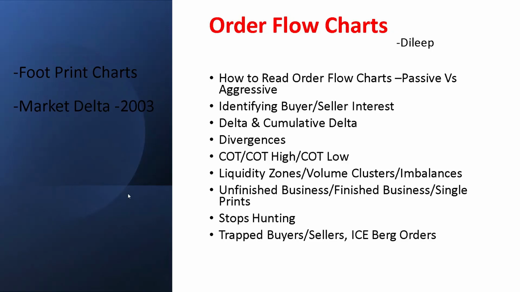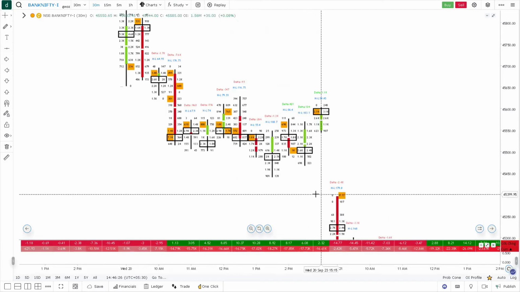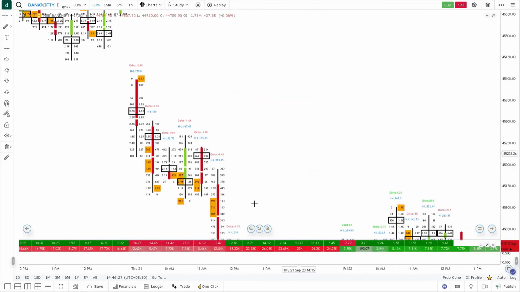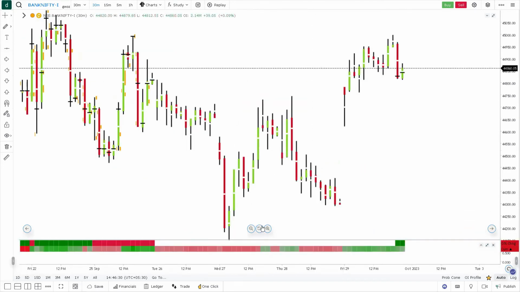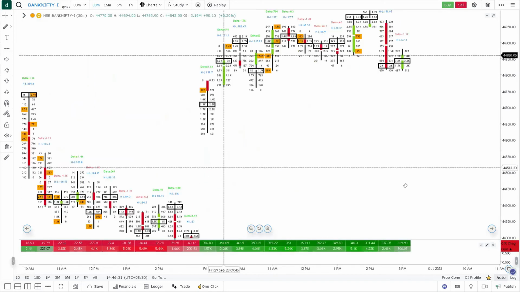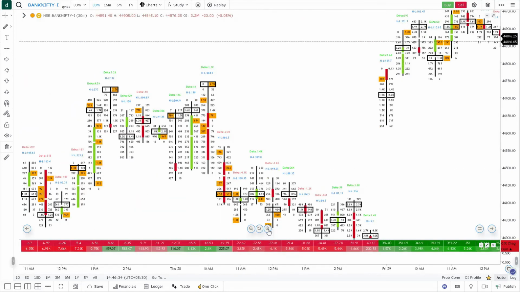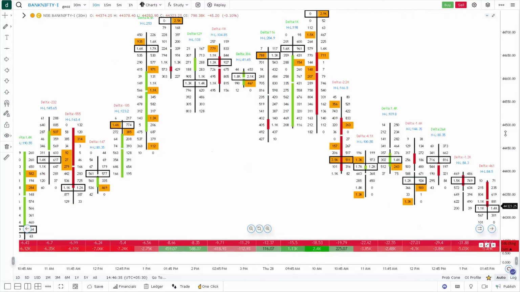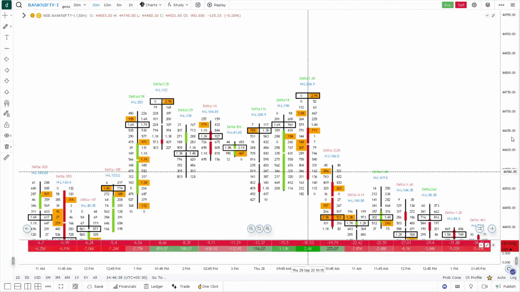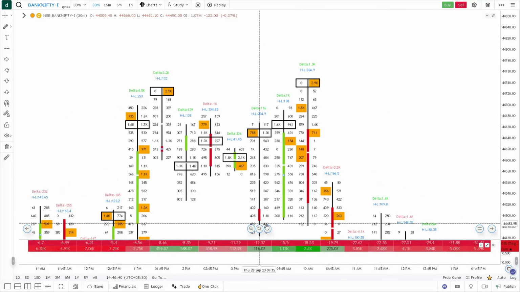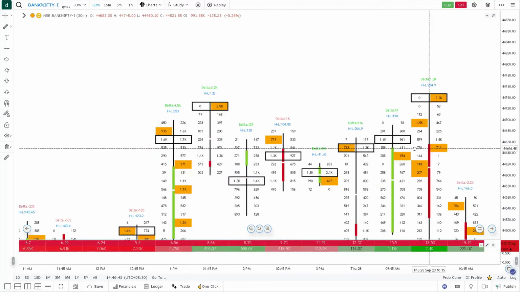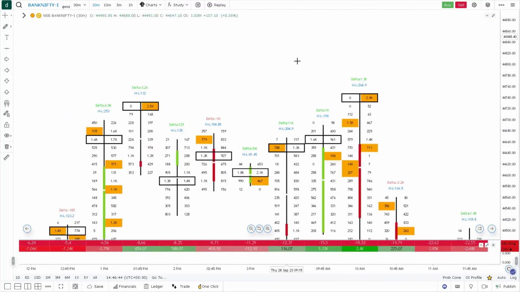So liquidity zones. What are liquidity zones basically? Whenever the previous buyers and sellers were trying to take control. So here, what is the liquidity zone in this Bank Nifty? Let's see, this is the liquidity zone. Look at this, where the previous sellers were attempting to take control. So what happened here? Look at this.